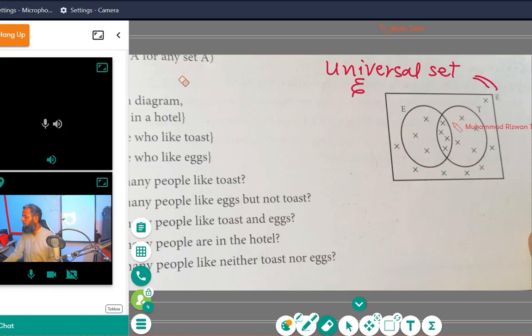Can you answer the question? How many people like toast? One, two, three. Which elements will you see? Can you highlight the people who like toast? First, I can highlight.